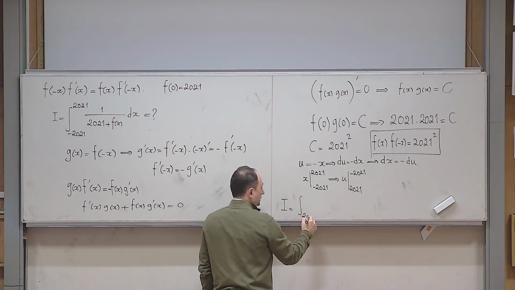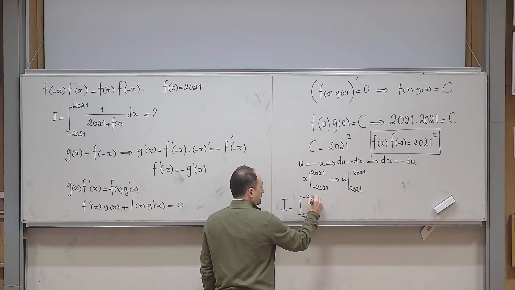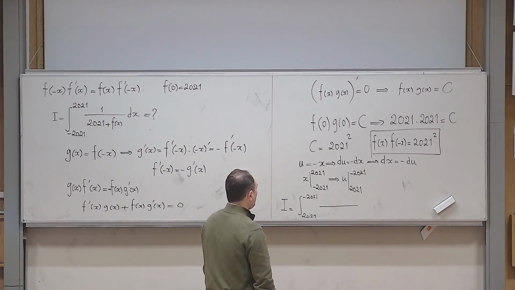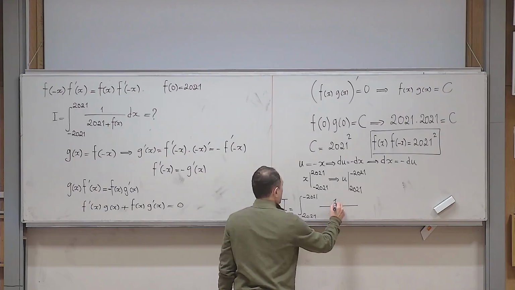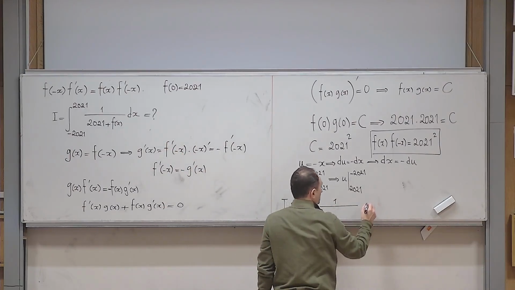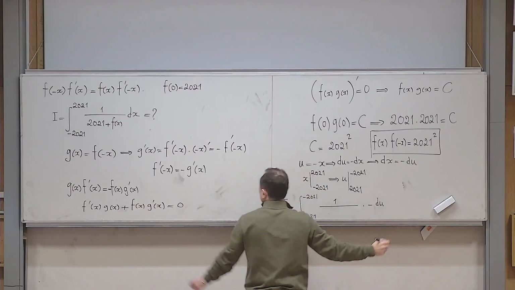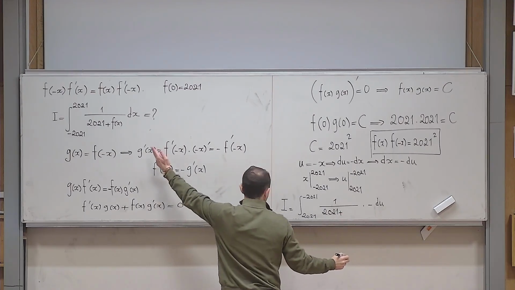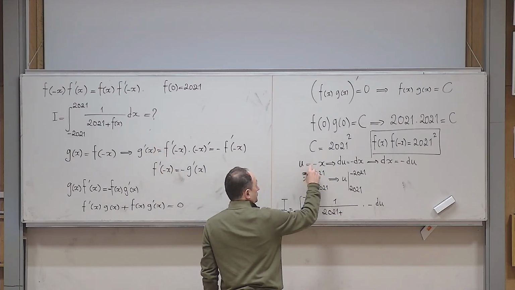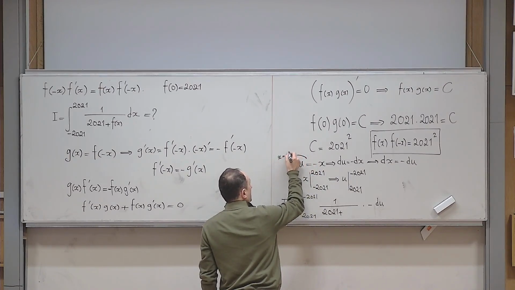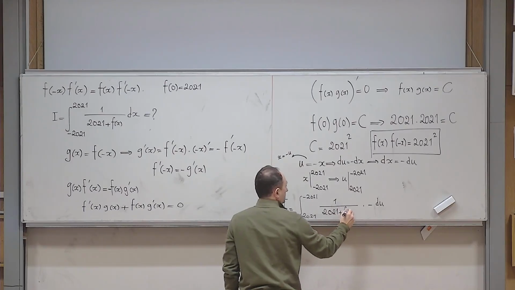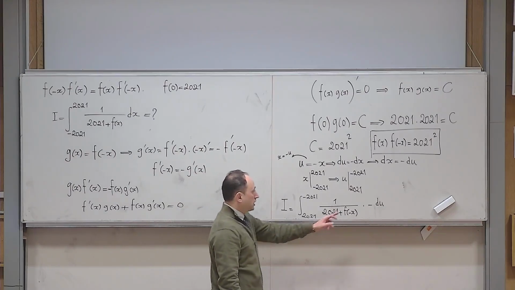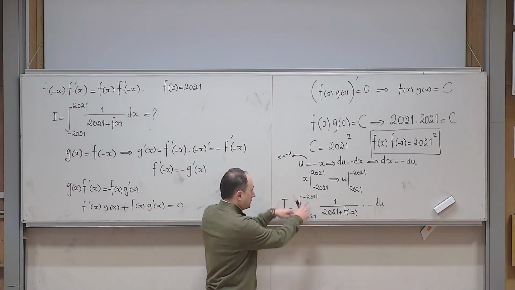From 2021 up to minus 2021, and then the numerator is 1, but instead of dx, I can write minus du, and then the denominator is 2021 plus, instead of x for f of x, what should I put? I put x equals minus u. So this becomes f of minus x. Okay? But what I will do, I will use this minus sign to swap these limits.